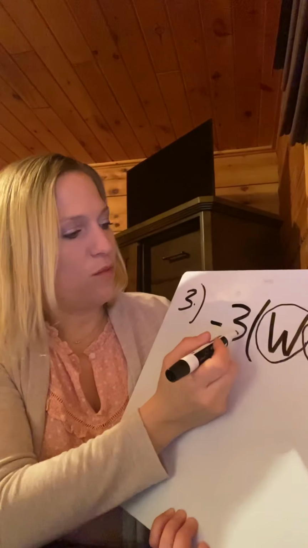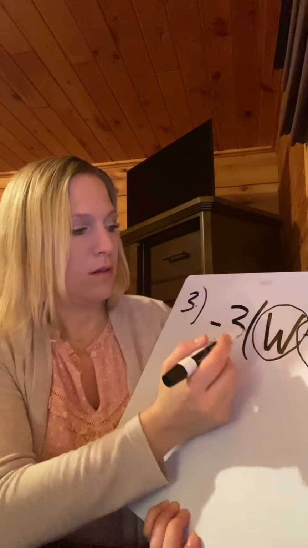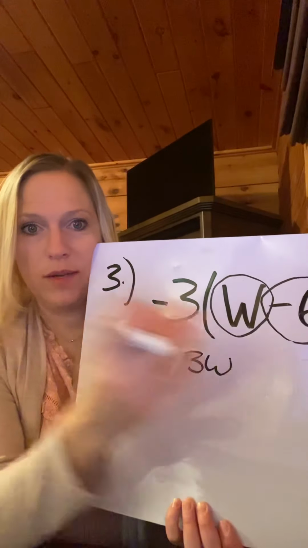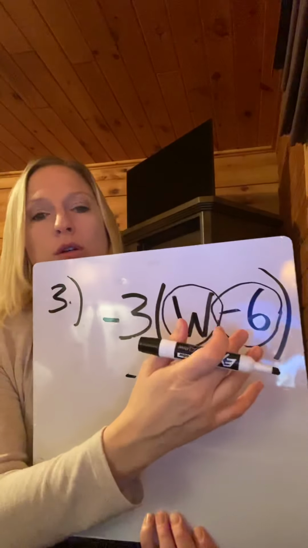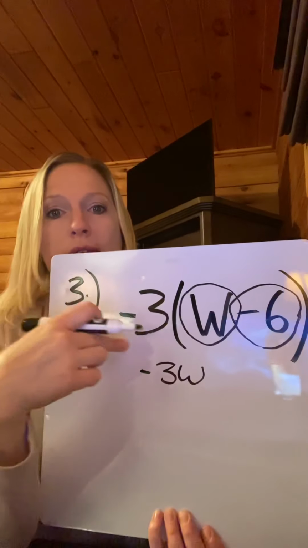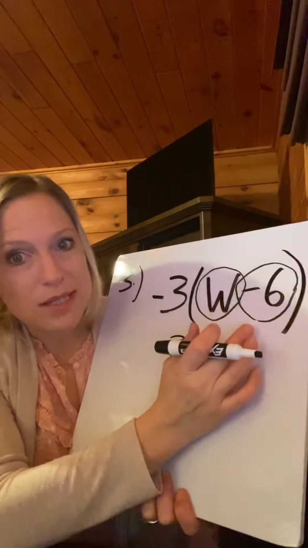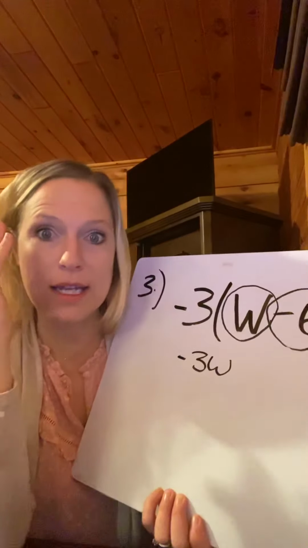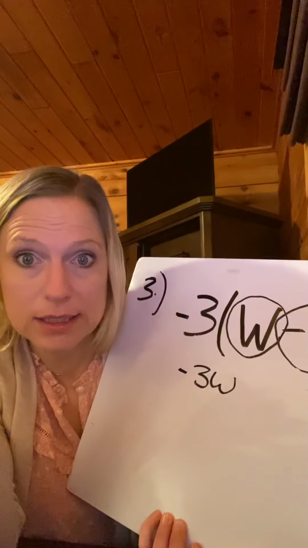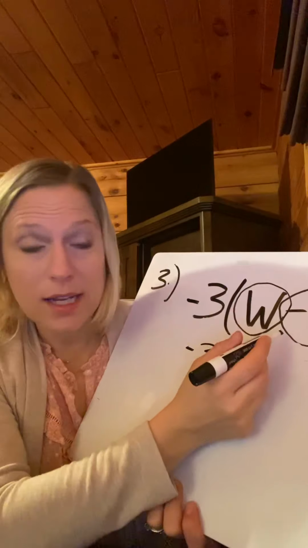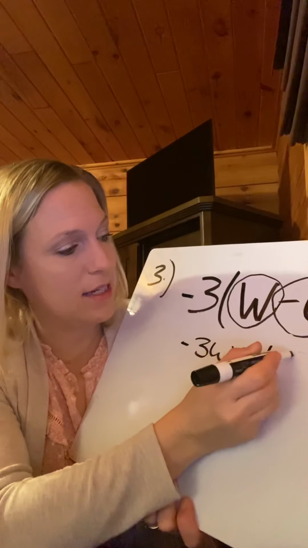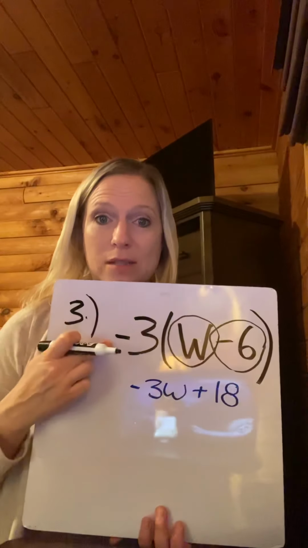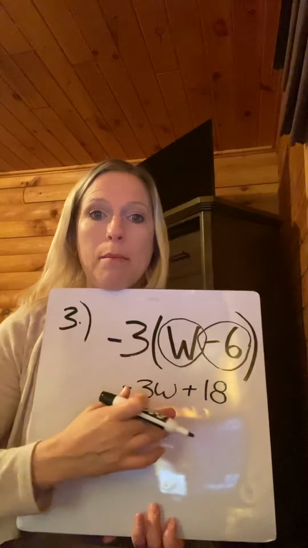So what is negative 3 times W? Negative 3W. Okay, so we took care of the first term. Now we have to multiply the other term by negative 3 as well. So negative 3 times negative 6. Punch that into your calculator or answer it in your head right now. What is negative 3 times negative 6? Negative times a negative is positive, and you get 18. So your simplified version of this expression is negative 3W plus 18.